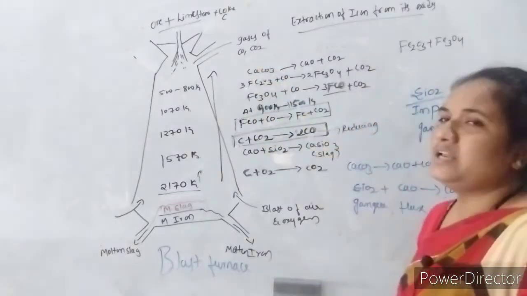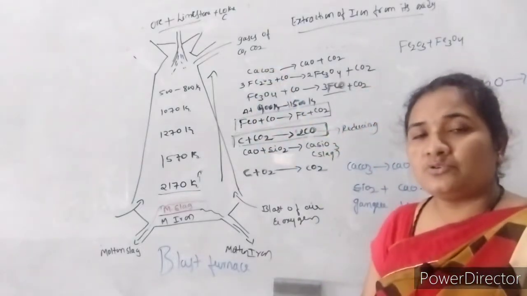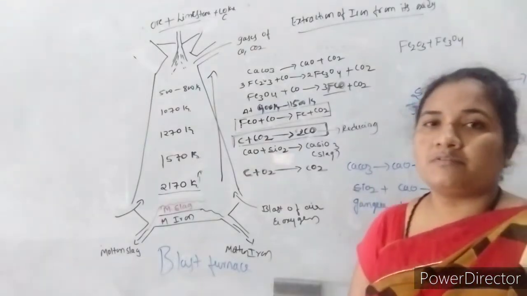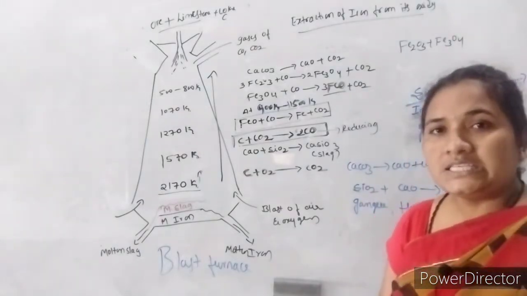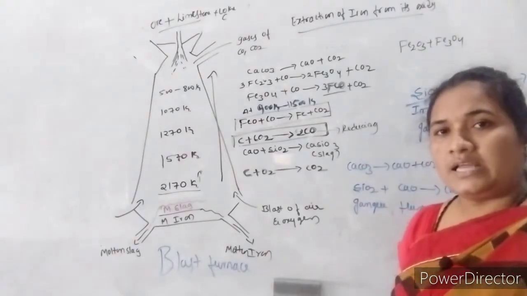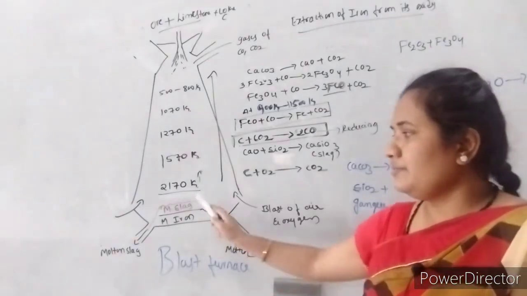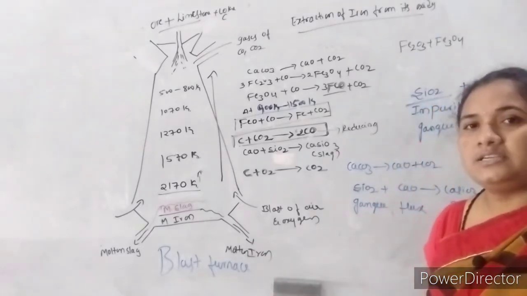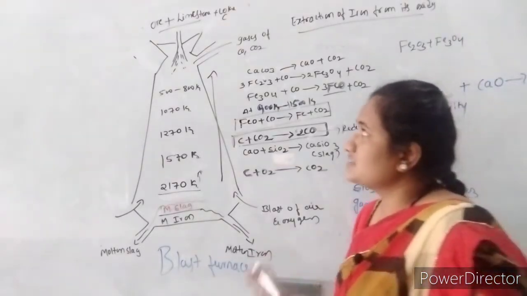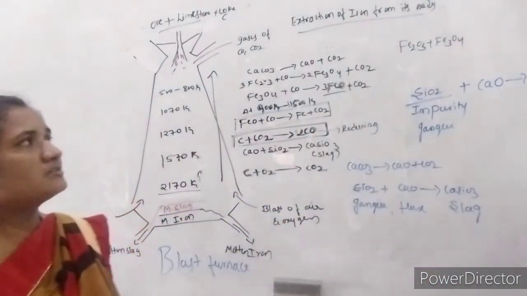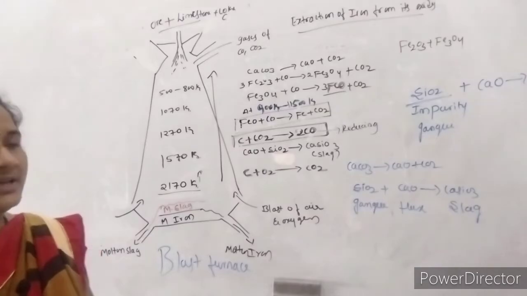We are using limestone to remove the gangue material which is present along with the hematite ore, that is silica. It is removed by conversion into slag, that is calcium silicate. It will be collected at one end and molten iron will be collected at the other end. So this is the procedure of extraction of iron from its ore.